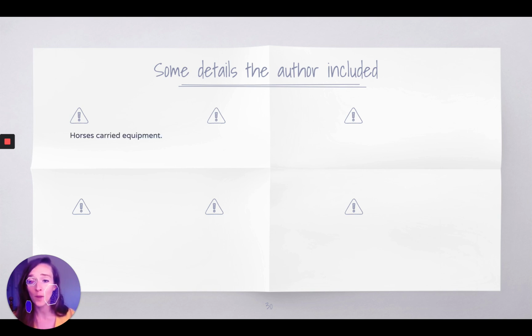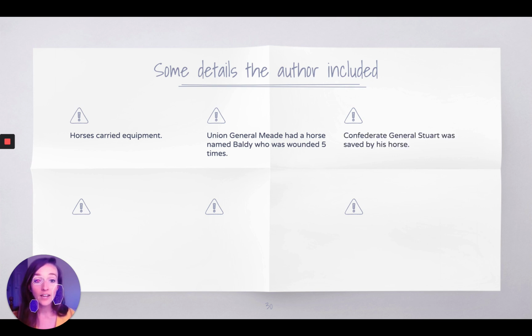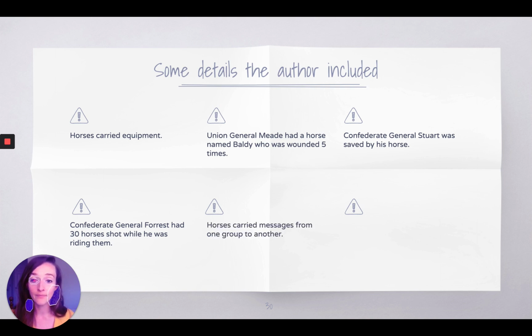Horses carried equipment. Union General Meade had a horse named Baldy who was wounded 5 times. Confederate General Stuart was saved by his horse. Confederate General Forrest had 30 horses shot while he was riding them. Horses carried messages from one group to another, and cavalry soldiers fought on horseback.